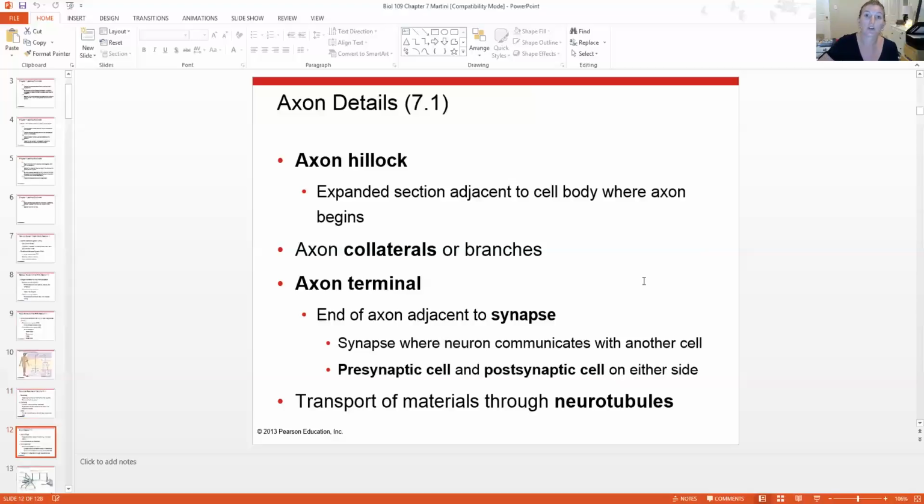The collaterals are branches off of the axon, and the axon terminal is at the synapse, that special gap between the axon and the whatever cells, the muscle cells or the endocrine cells or the skin cells or whatever. The presynaptic cell is the cell on one side of the synapse, and the postsynaptic cell is on the other side of the synapse. And all materials are transported through the axon through something called a neurotubule.